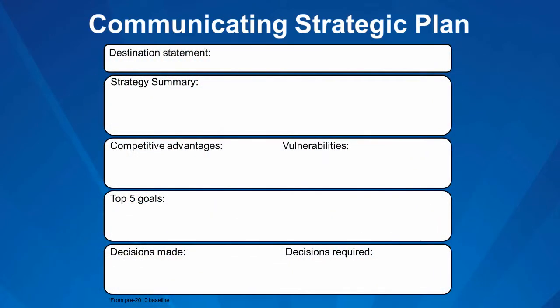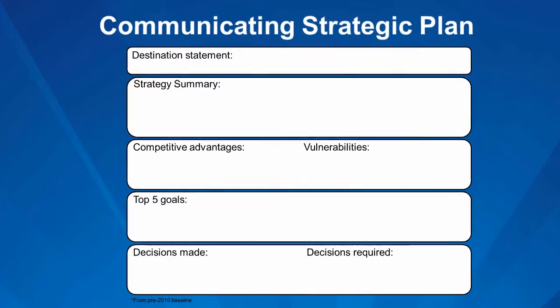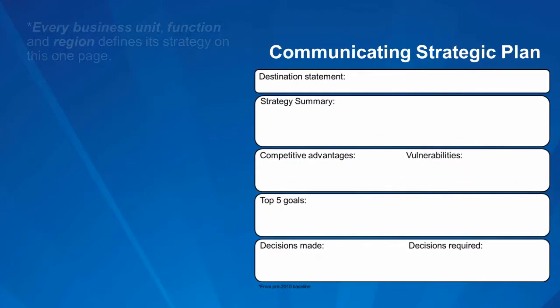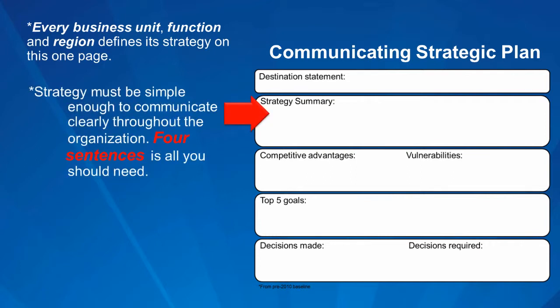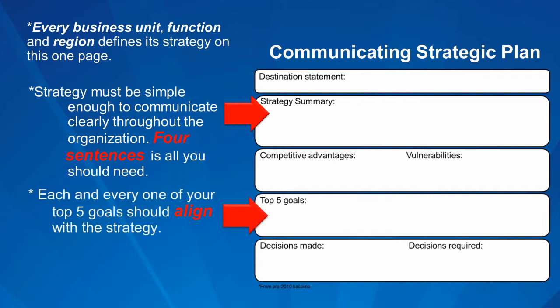Here's the page that we actually make every business prepare. The strategy box, it's like 4 sentences. You only get 4 sentences. If you can't deliver the message in 4 sentences, you probably can't communicate it to the organization. Right? It'd be too complicated. So we do it in 4 sentences. We list our advantages, our vulnerabilities, the top 5 goals. My rule is you can't have a top 5 goal that doesn't support the strategy. Makes sense, right? And then what decisions do we make? What are we yet to do?